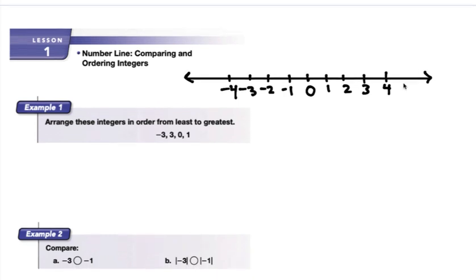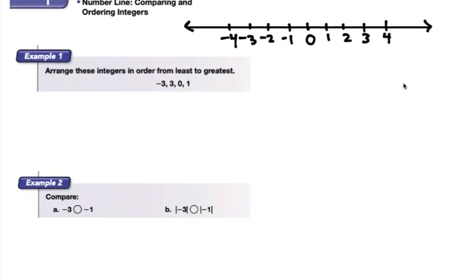So let's go ahead and use this information to answer example 1. It says arrange these integers in order from least to greatest. Each of these are whole numbers, positive and negative, and we recognize that they're integers. If we organize them from least to greatest, we're going to start off with negative 3 because that's the furthest one to the left. Then we'll get 0, 1, and 3. And so we've organized them from least to greatest.